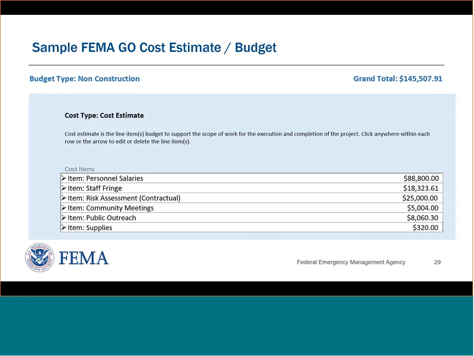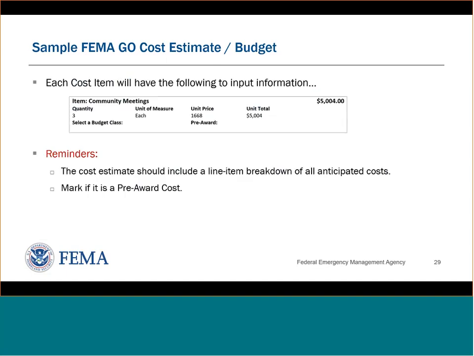Then you also have a breakdown between the salaries as well as the benefits or the fringe, and how that is broken out. You would also see listed if you're contracting anybody out. In this case, they were contracting out for the work associated with a risk assessment. So here you see some costs associated with that. And then community meetings, public outreach, and supplies. Again, this goes back to some of the typical cost line items we would see associated with a planning sub-application. And then each of these would be broken out in a little bit more detail.